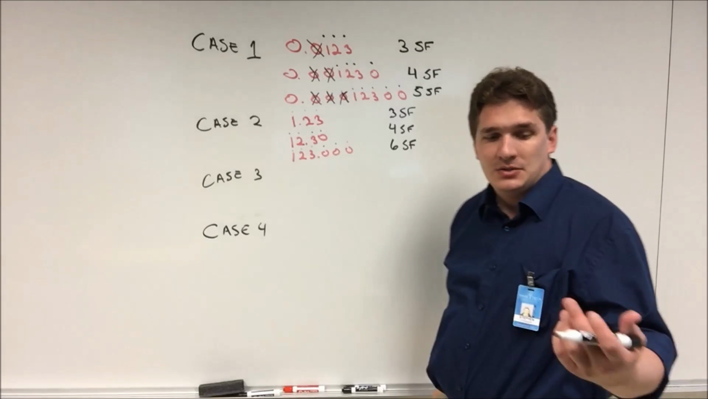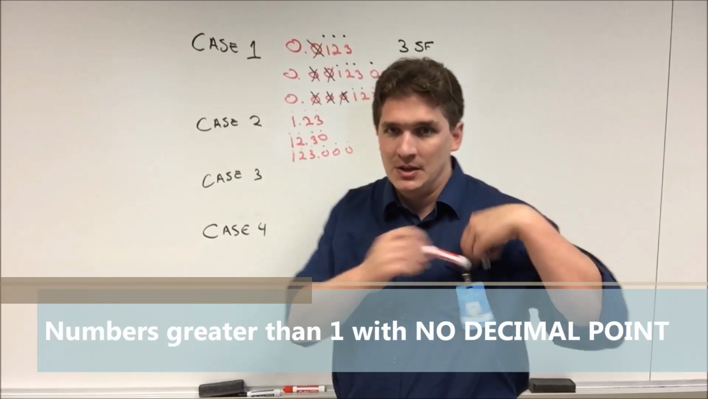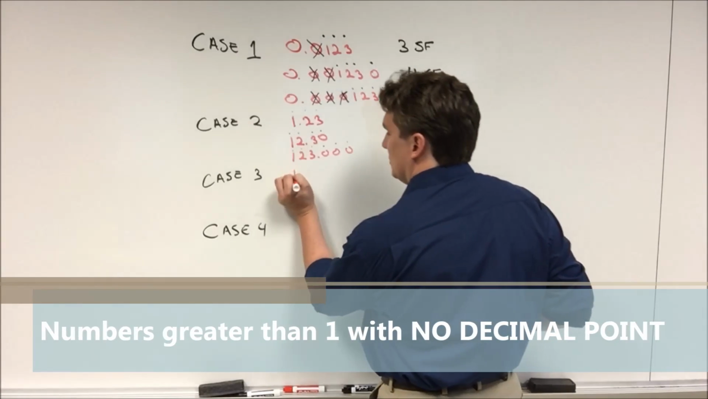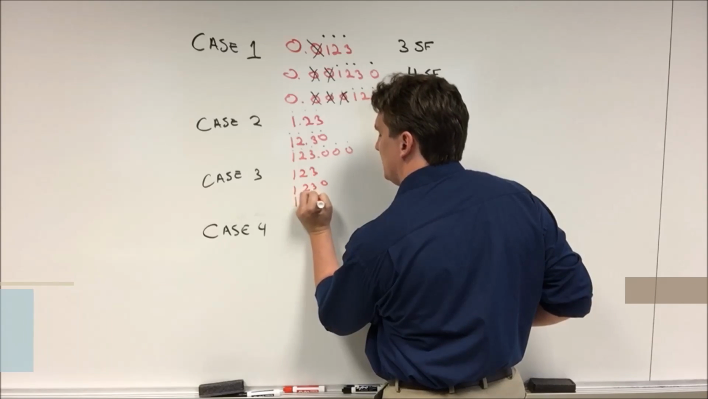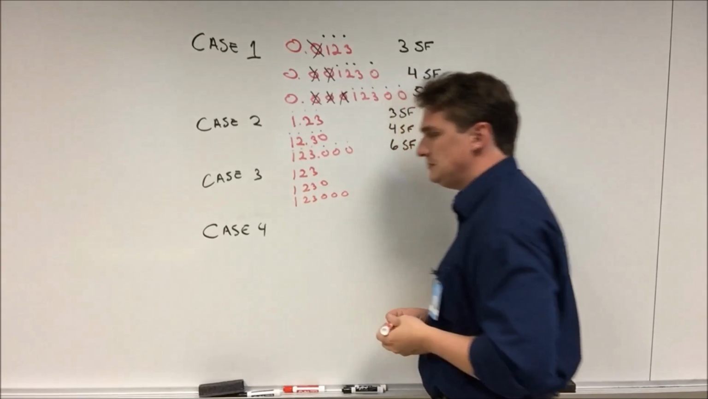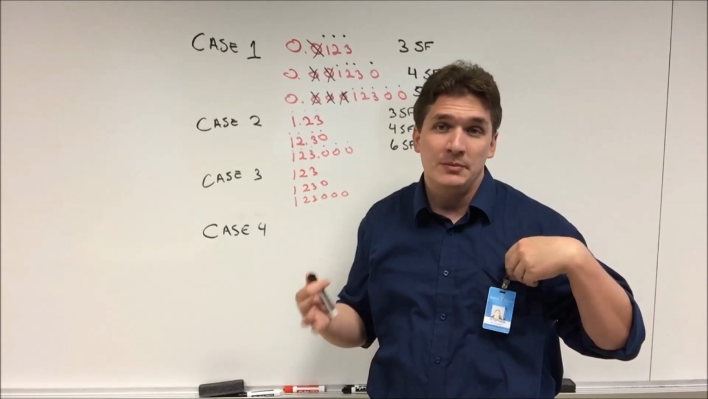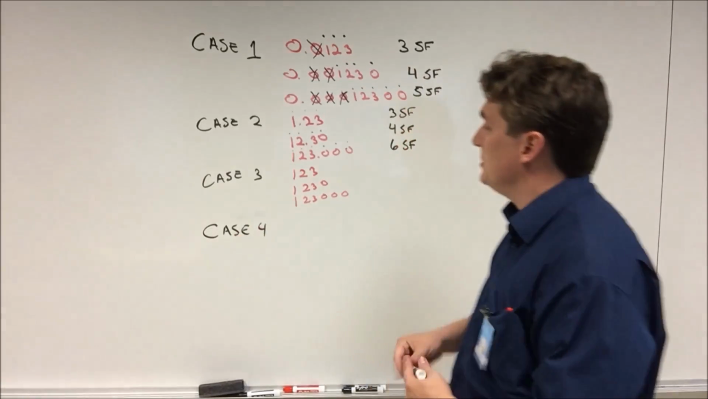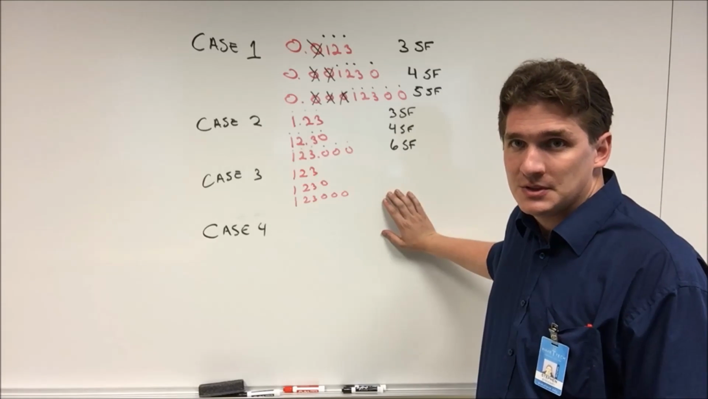Now let's say we go to case 3. Case 3 is a number with what's called trailing zeros. So let's say we have the numbers 123, 1230, 12300. The big tip off we have with this case is that we don't see a decimal point. So the number is greater than 1 and we can have trailing zeros.